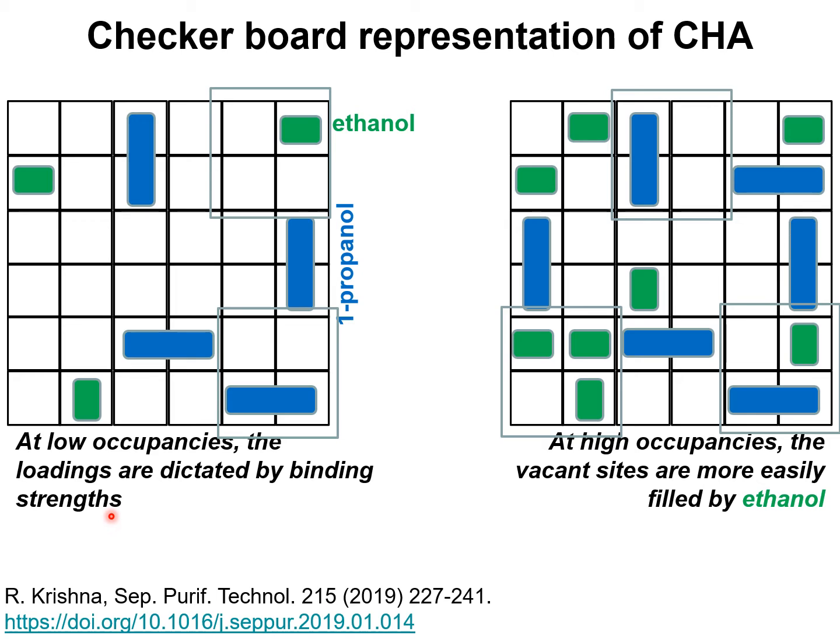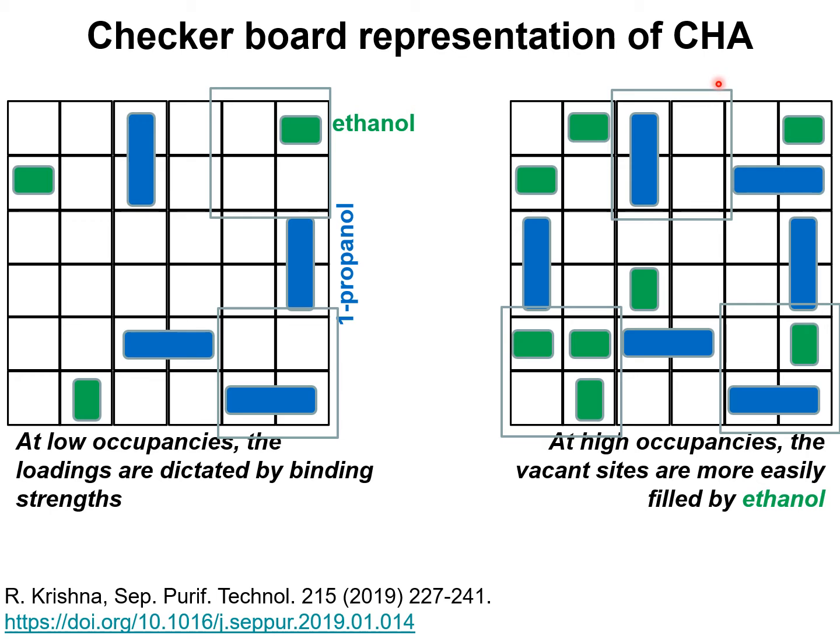At low pore occupancies, the component loadings are dictated by binding strengths. The situation is different at high pore occupancies. Let's consider a cage with 4 adsorption sites here. There's 1 adsorption site free, and that can only be occupied by ethanol and not by 1-propanol.